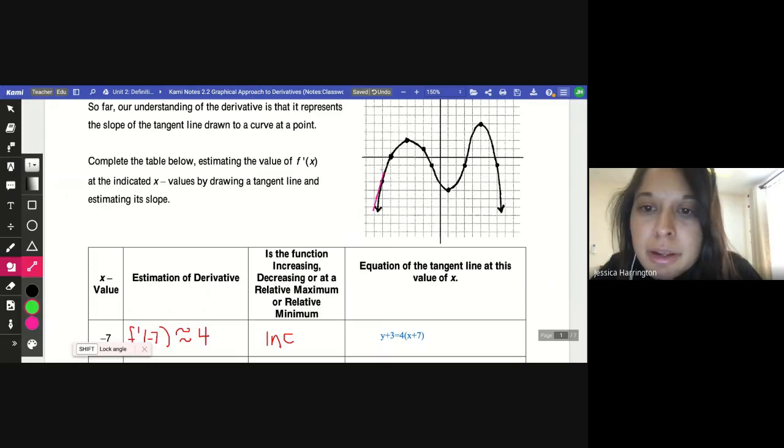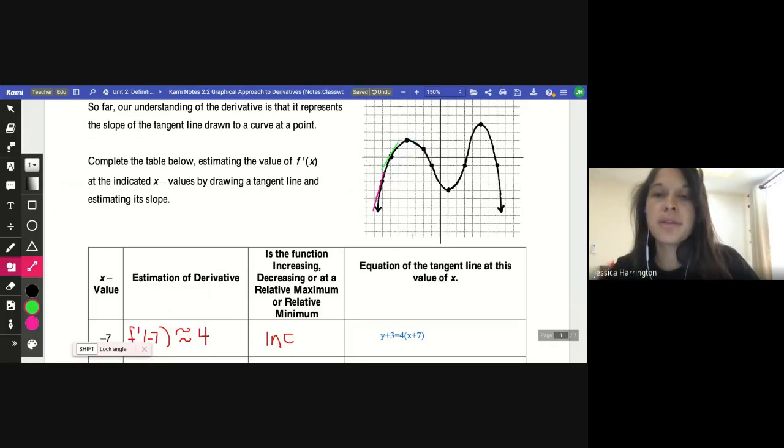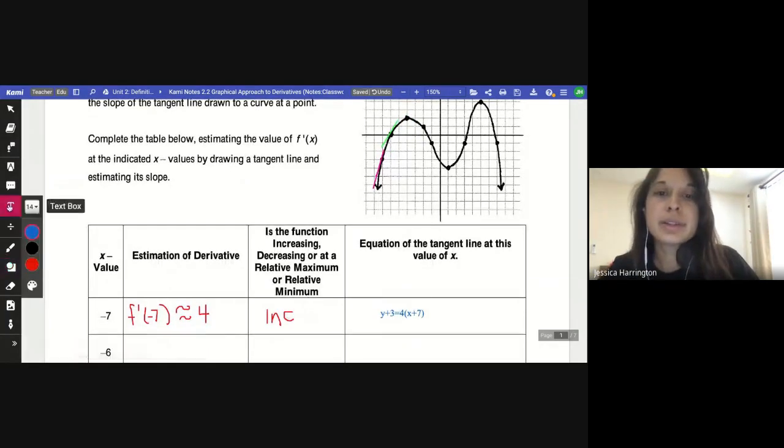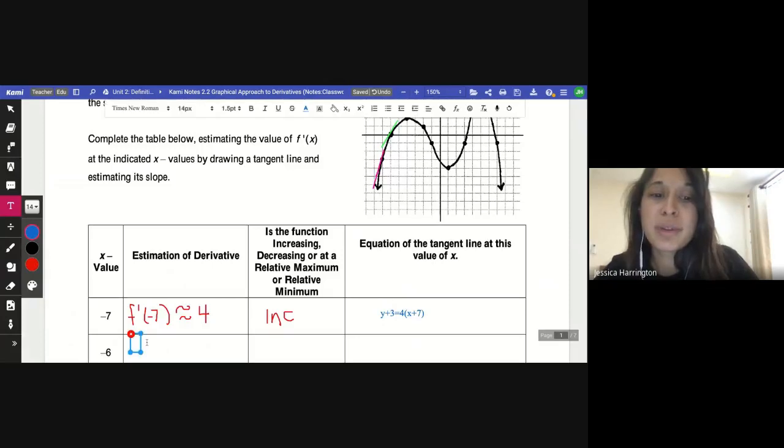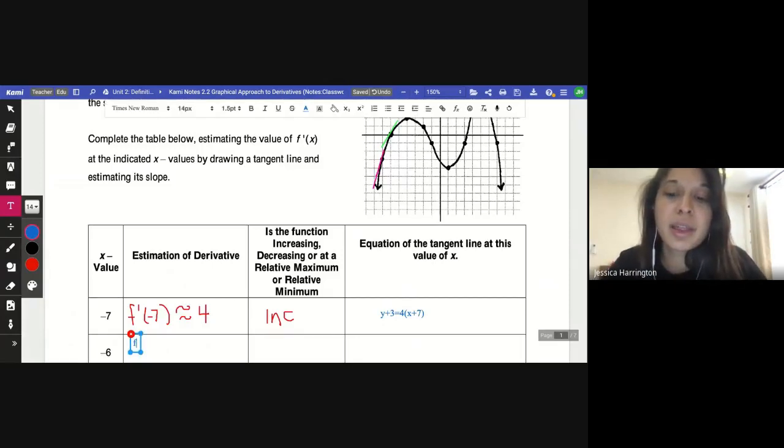Something maybe more like this. Okay, I'm calling it. That's close enough for me. So what is my estimation of the derivative? What do I think the slope at that point is?